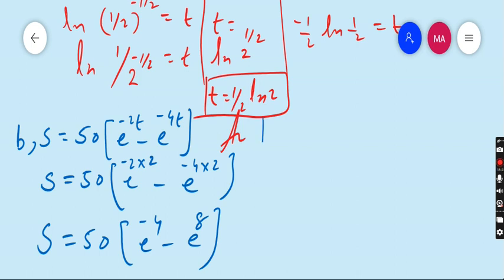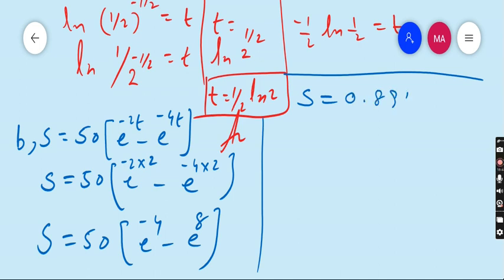and use your scientific calculator, directly put 50 e power minus 4 minus e power minus 8. You will get the final answer. I am calculating. The final answer is 0.899 meter. This is the answer of part B. Part C.